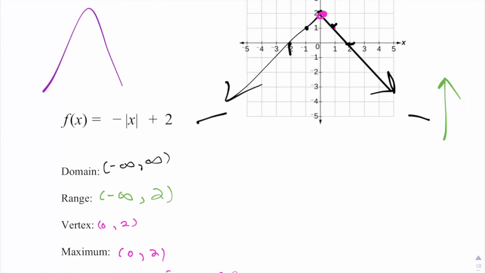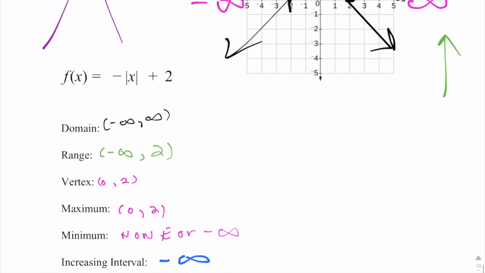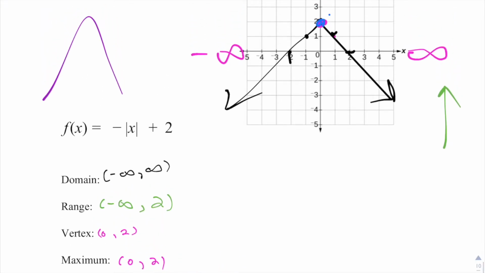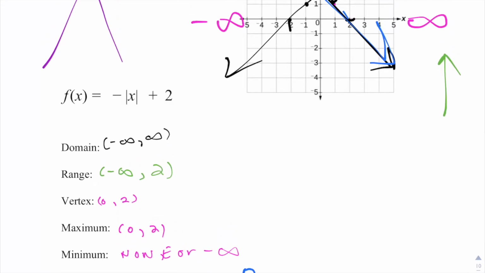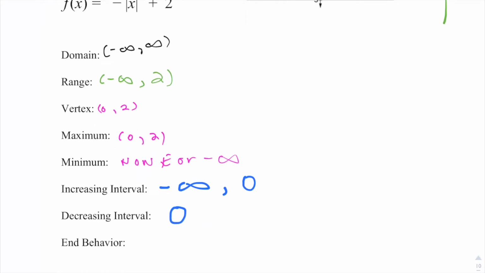Well, this graph is increasing. Remember, dealing with intervals, we only look at the x values. So only these values right here by x. It starts increasing all the way out here at negative infinity, and then it stops increasing at the vertex. Well, the x value at the vertex is 0, but that's also where it starts decreasing, or going down this way. So it starts decreasing at 0 and it decreases all the way out here to positive infinity. So our increasing interval is negative infinity to 0, and our decreasing interval is 0 to positive infinity.